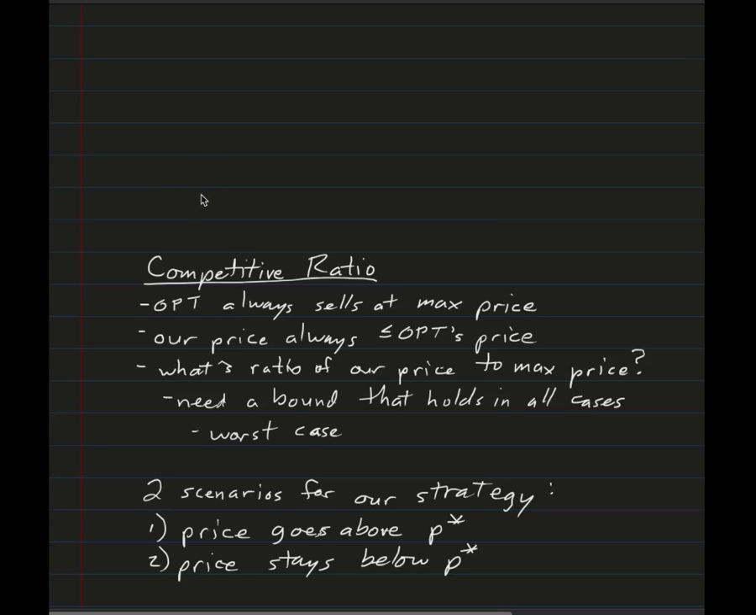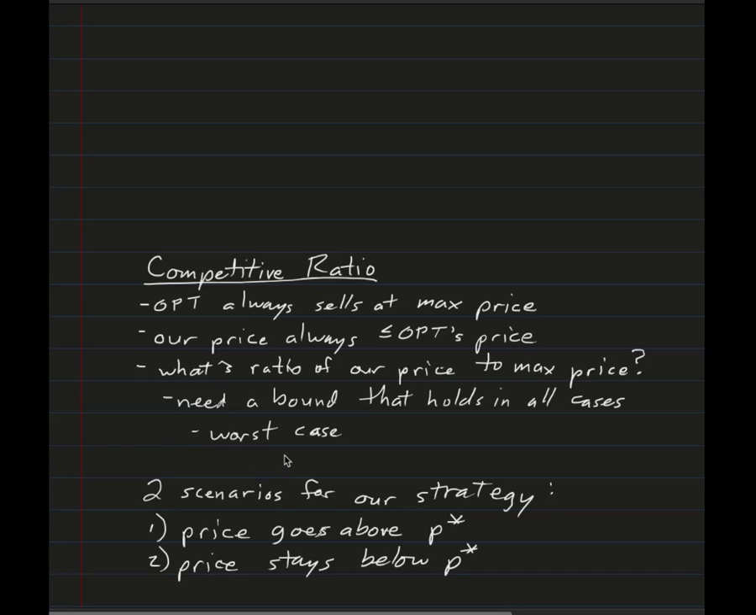Opt sees the overall best price, so opt can always sell at the max price. This is a maximization problem, so our price is always going to be less than or equal to the optimal price. And because opt can always sell at the max price, for our analysis what we really want to know is the ratio of our price with our algorithm to the maximum price seen over the 90-day period. We need a bound that holds in all cases, and in particular in the worst case.